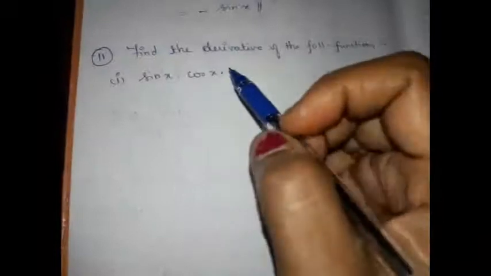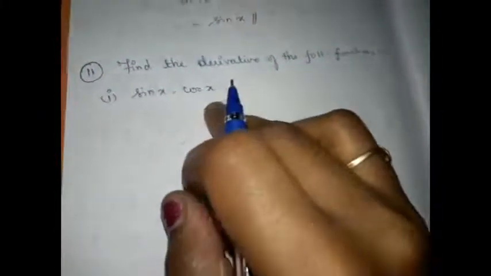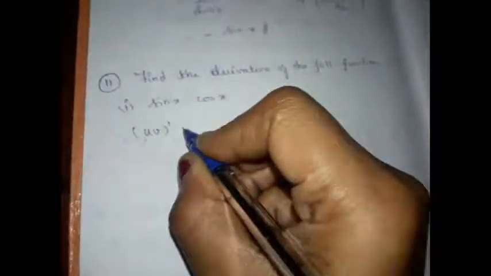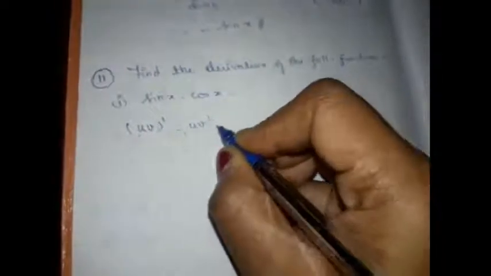Now let us see how to solve this problem. Find the derivative of the following functions. First one is sin x into cos x. Now we can solve this problem using the uv rule because we have two functions, a product of two functions. So obviously we can go with the product rule. What is (uv)'? (uv)' is uv' plus u'v.